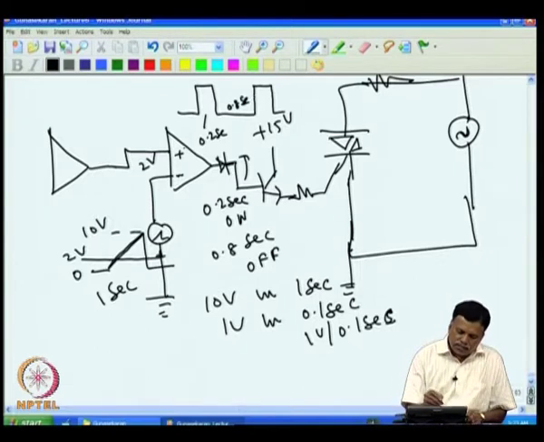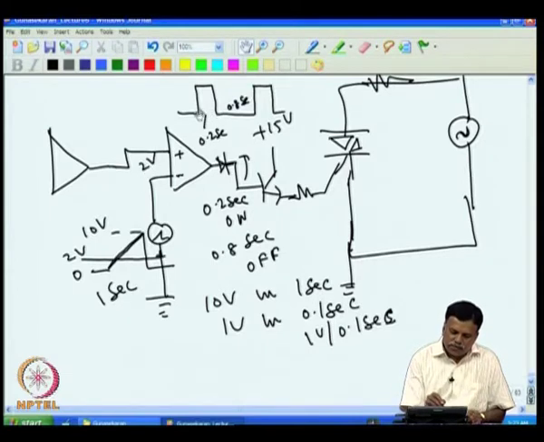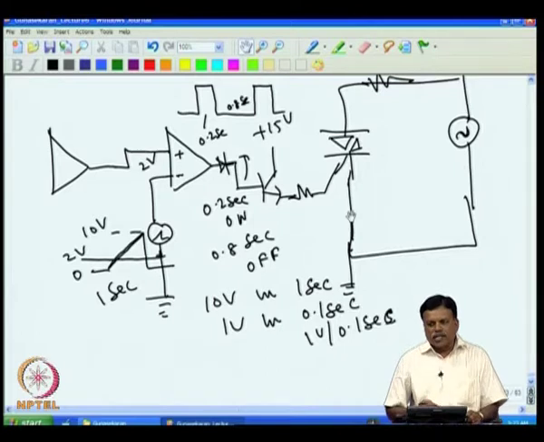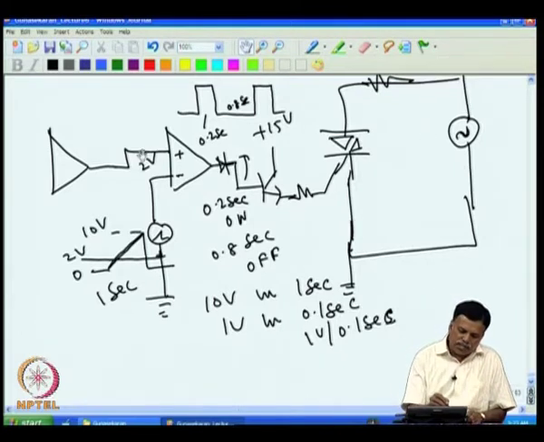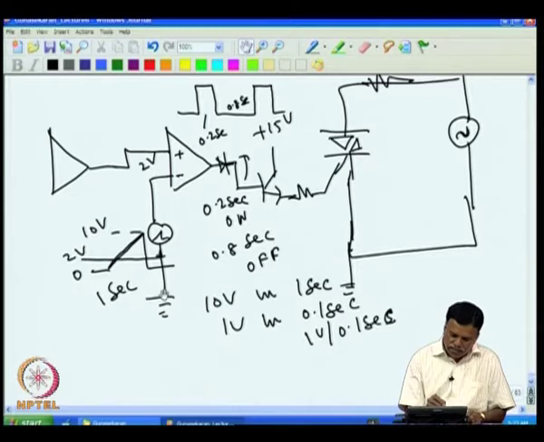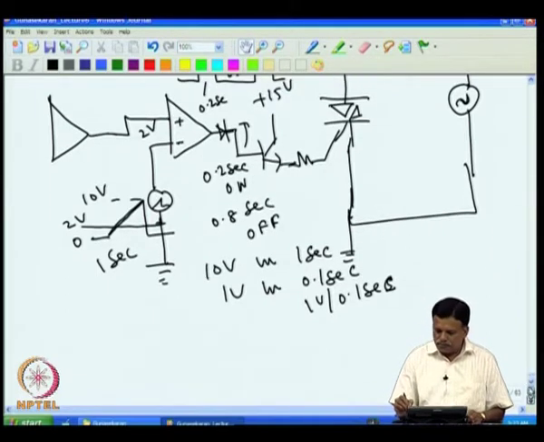If this voltage goes to 3 volt, then it will be on for 0.3 second, off for 0.7 second. If it is 5 volt, it will be on for 0.5 second, off for 0.5 second. So, as the voltage increases, more time it will be on and less time it will be off. That way the power that is flowing is proportional to the error voltage. This way you can control the resistor. The only drawback of this circuit is that this ground must be equal to this ground, and current will flow through this.